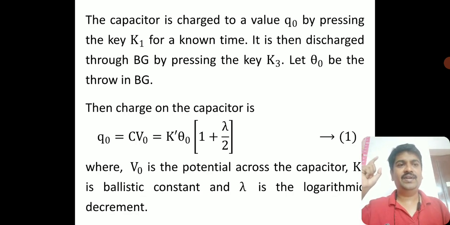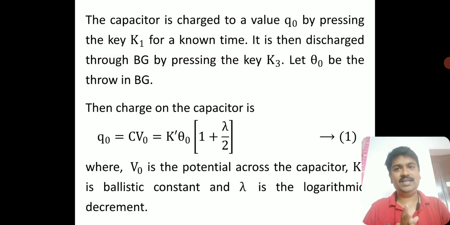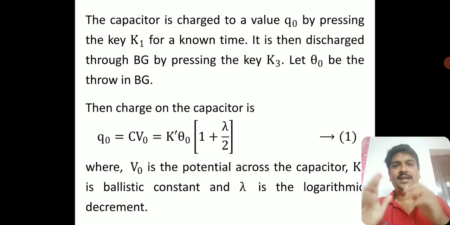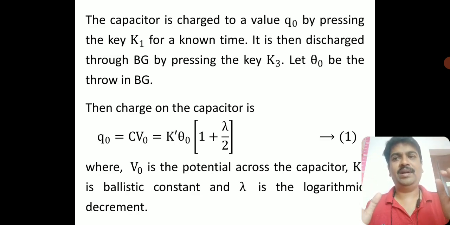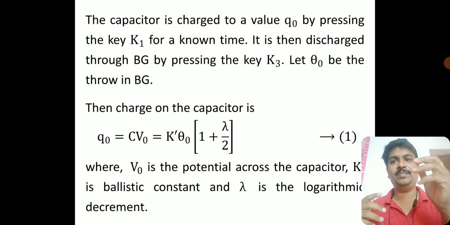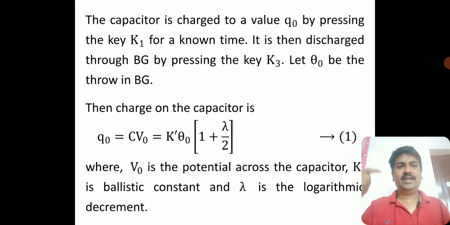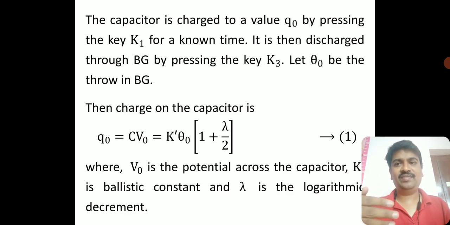D is the ratio of successive deflections, theta 1 by theta 2, which is equal to theta 2 by theta 3, theta 3 by theta 4, theta 4 by theta 5, and that is called D. D is the decrement. After knowing the decrement, we define a new quantity called the logarithmic decrement lambda, which is log D, and D equals e to the power of lambda. So I can write theta 1 by theta 2, theta 2 by theta 3, theta 3 by theta 4 as e to the power of lambda.